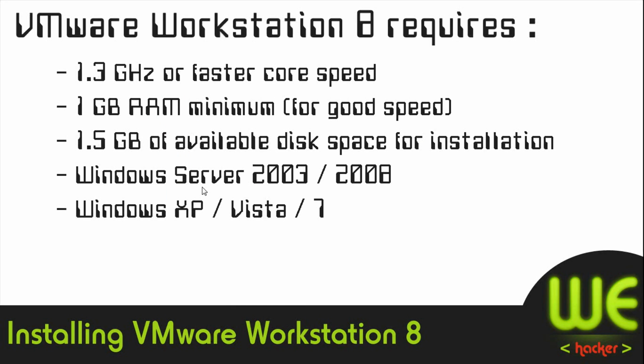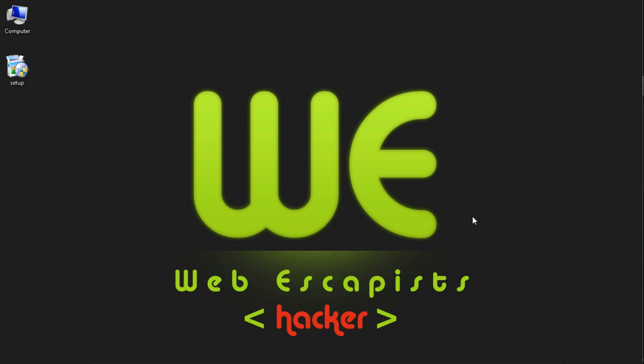The next requirement of VMware Workstation 8 installation is 1 GB of minimum RAM. You can install it on 512 megabytes of RAM, but when you start running VMware on a system having 512 MB of RAM, it really works very slowly. So I recommend you have 1 GB of minimum RAM. You must have 1.5 gigabytes of available disk space for installation. VMware Workstation 8 is installed by default in the C Program Files folder, so you must have 1.5 gigabytes of available disk space on the C drive. You can install VMware Workstation 8 on Windows Server 2003, Windows Server 2008, Windows XP, Windows Vista, and Windows 7.